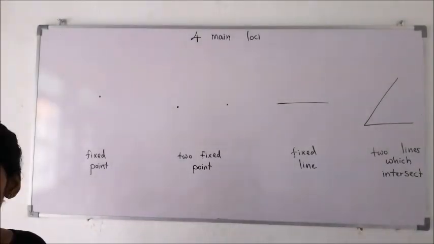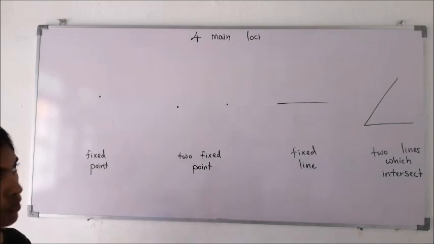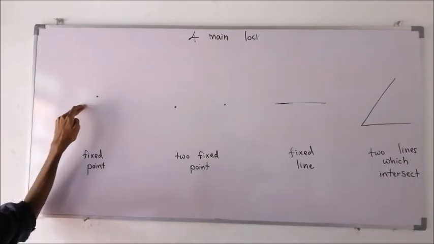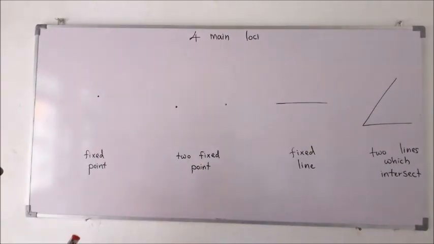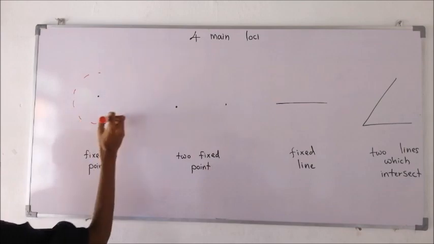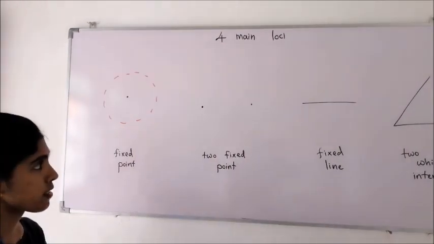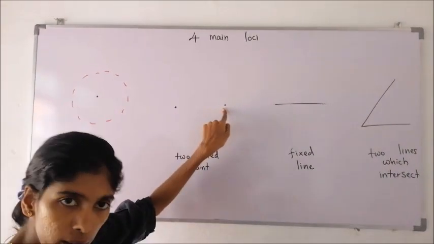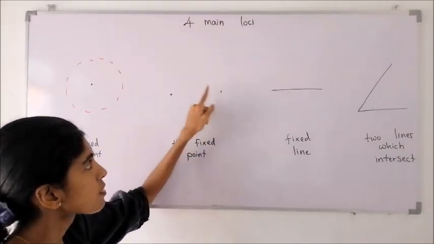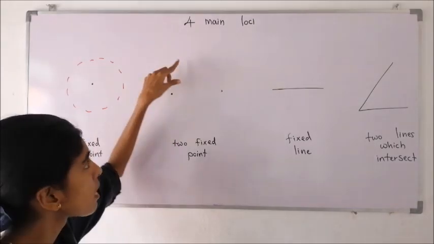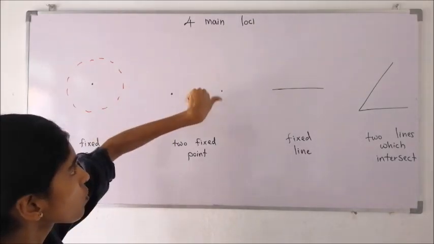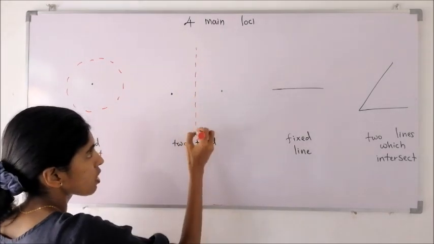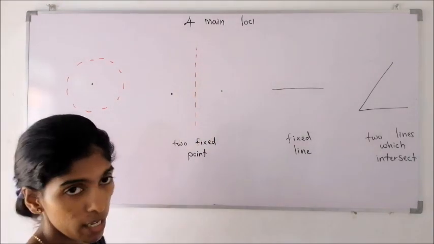Now children, this is the summary of what we learned about the four main loci. First one, from a fixed point at a constant distance. What is the locus? It is a circle. We learned that. If there are two fixed points, you know that firstly you need to join the two fixed points. Thereafter you need to construct the perpendicular bisector after drawing two arcs from these two places. So remember that it is a straight line, the perpendicular bisector.